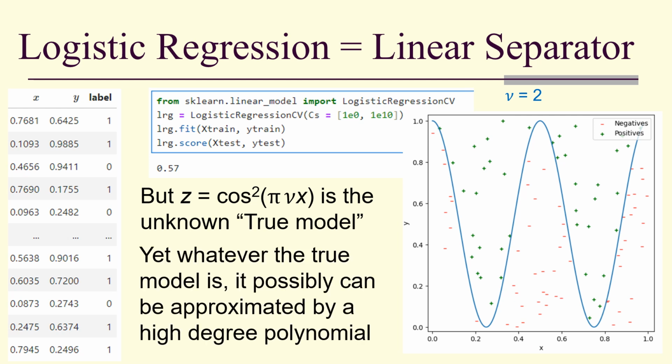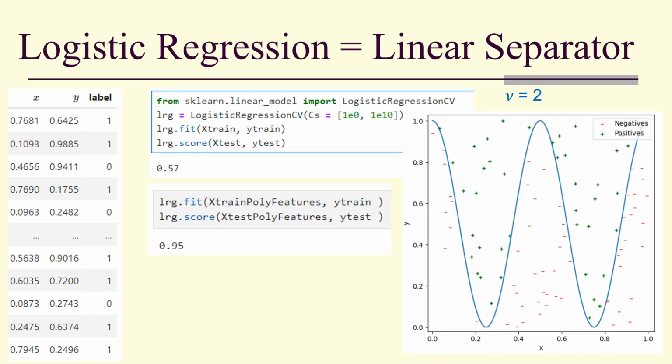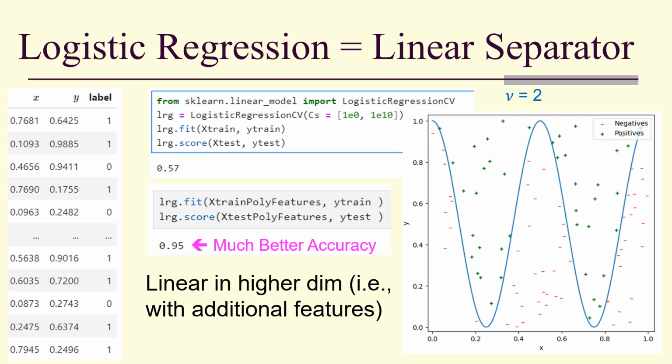Yet whatever this true model is, there often are times we can assume it can be approximated by a high degree polynomial. So if we create polynomial features, monomials of x, and then we do the same logistic regression again, now notice our accuracy is 95%. Why? Because we've actually approximated the separator with a polynomial. If it was an analytic function, we would be then, say, approximating it with this Taylor polynomial.